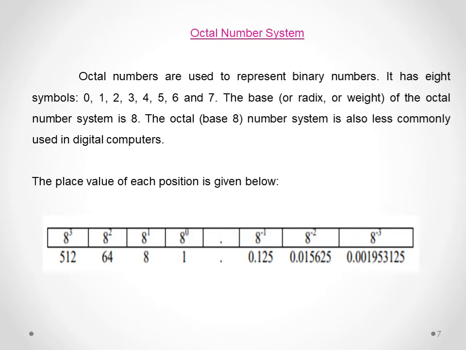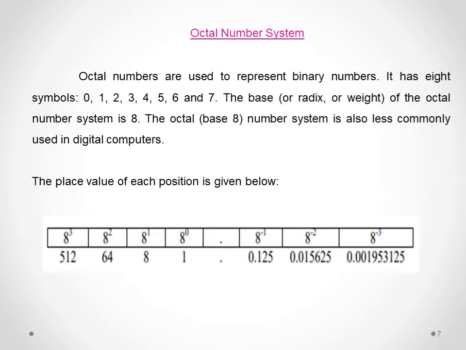Octal numbers are used to represent binary numbers. It has 8 symbols, 0, 1, 2, 3, 4, 5, 6 and 7. So it's called base 8 system. The octal number system is used very little in digital computers.